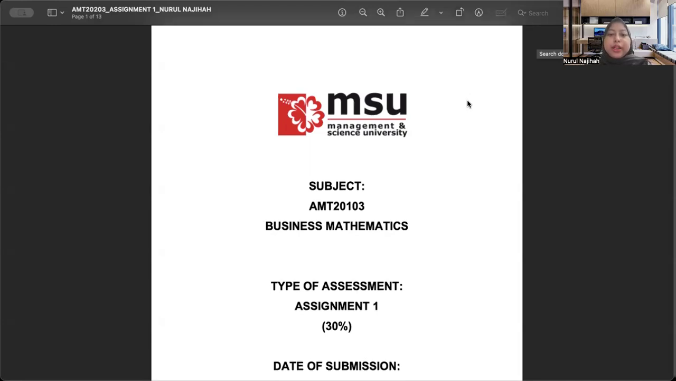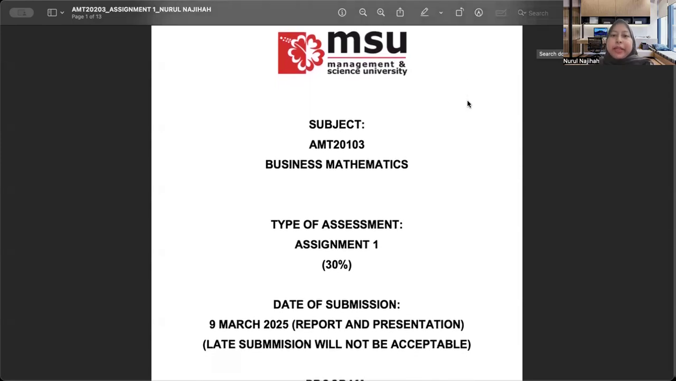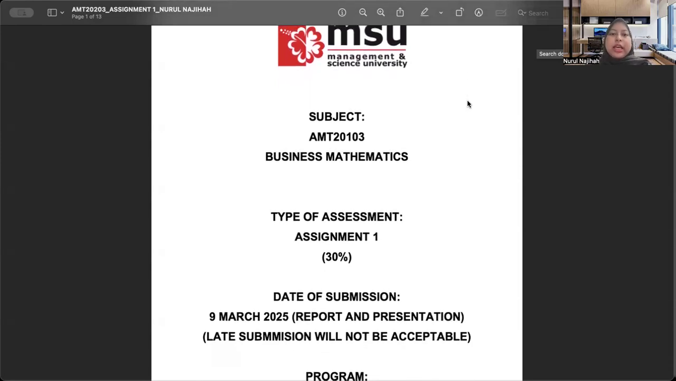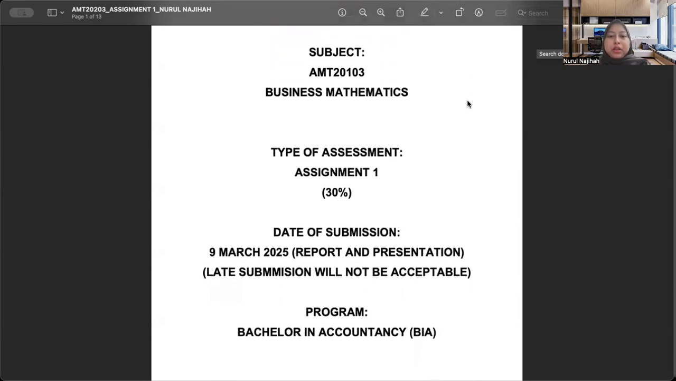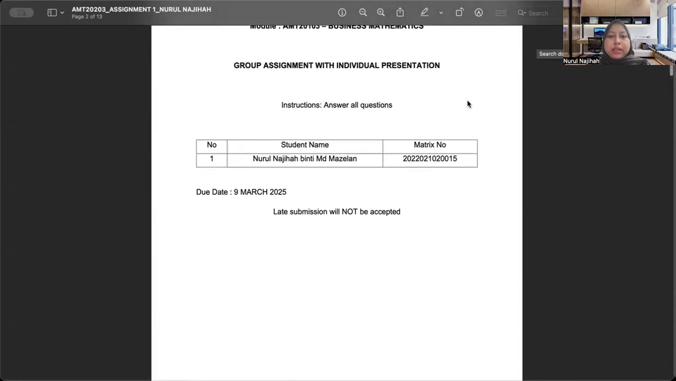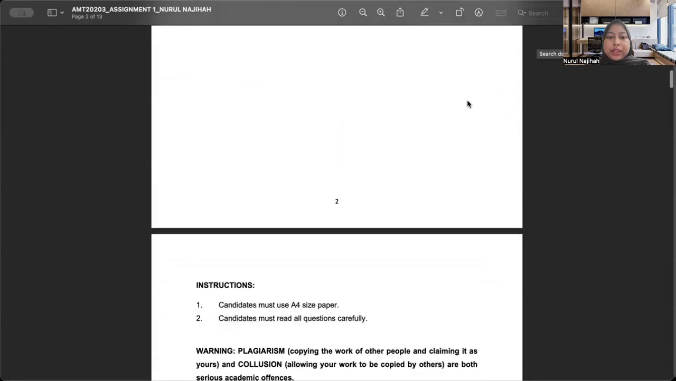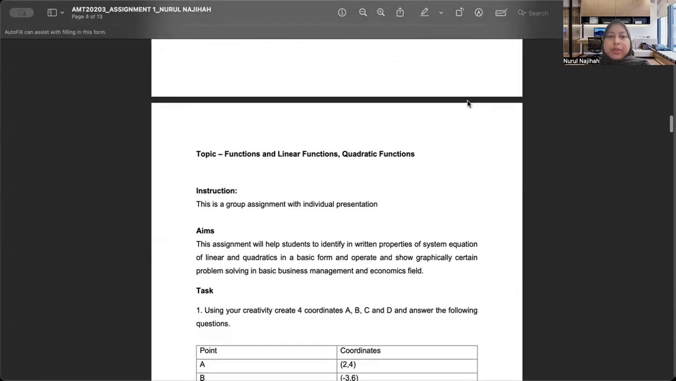So today I'll be presenting assignment 1 for business mathematics with subject code AMT20103. So let's move to the question of this assignment, which is we will be covering the functions and linear functions and also quadratic functions.